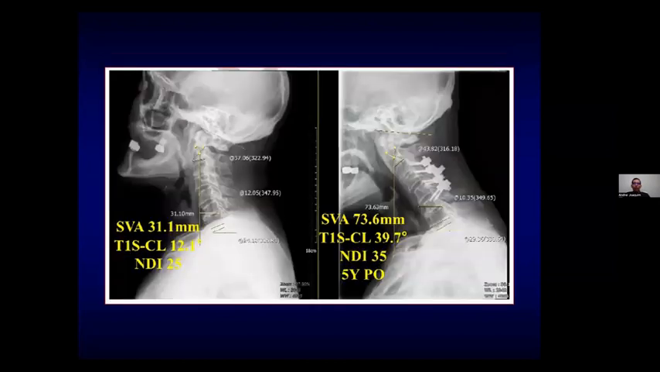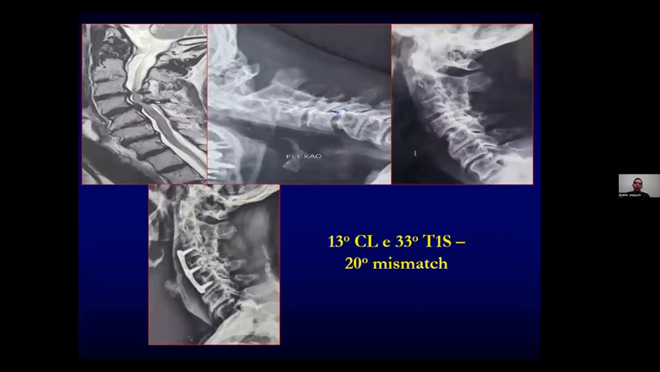And this one, there you can see a higher mismatch, you can see a high T1 slope and low cervical lordosis. The neck disability is pretty bad. So it's important to understand T1 slope.